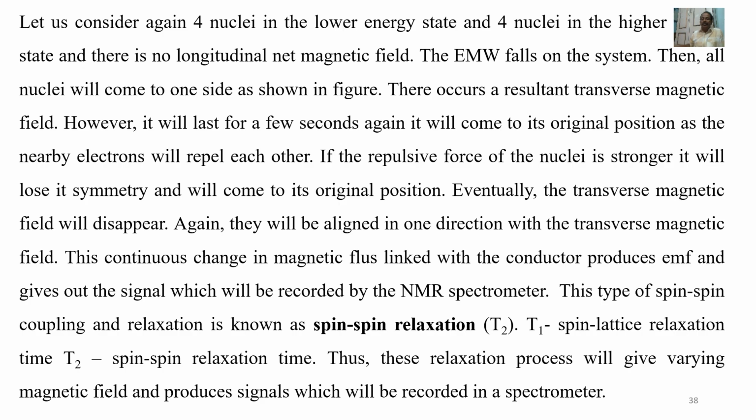This type of spin-spin coupling and relaxation is known as spin-spin relaxation, that is T2. T1, which I have already studied, is nothing but spin-lattice relaxation, and T2 is nothing but spin-spin relaxation time. Thus, these relaxation processes will give a varying magnetic field and produce signals which will be recorded in the spectrometer.